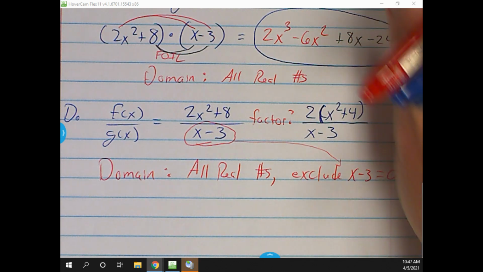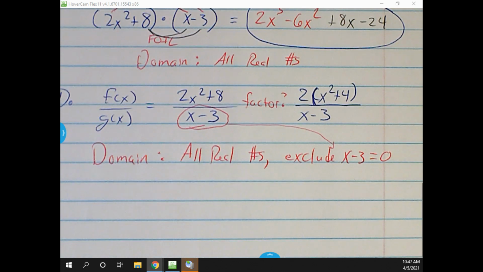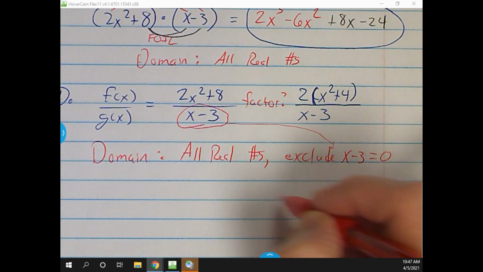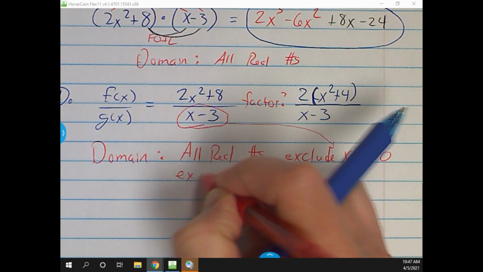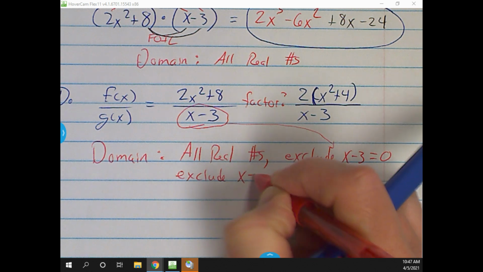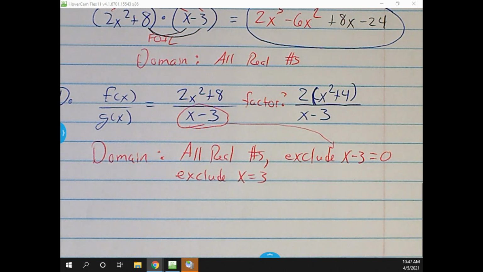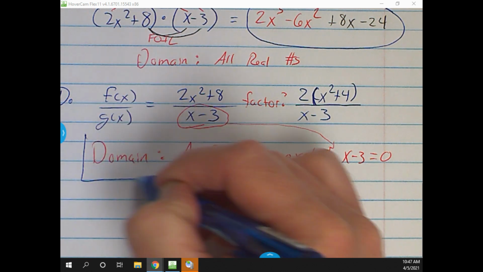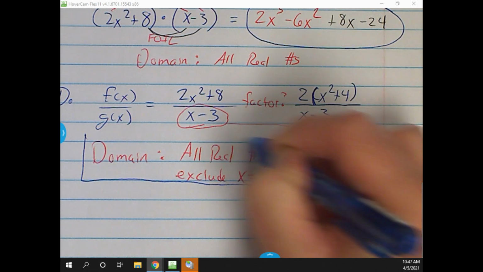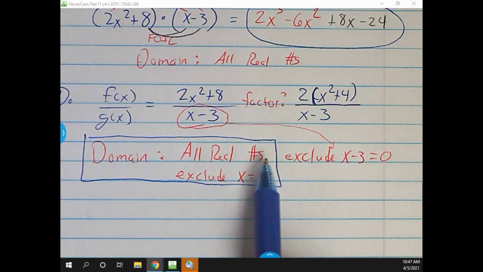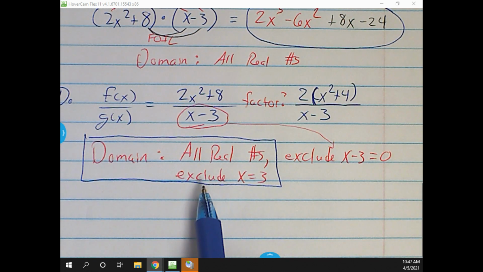All right, and for this denominator, again, really pretty easy. X minus 3 is equal to 0. Just add 3 to both sides. So for this one, it's everything except for, we're going to exclude x equals 3. All right, and then that would be the answer that they would give you for the domain. It'll say all real numbers except for, exclude, something like that, and then they'll give you x equals 3.